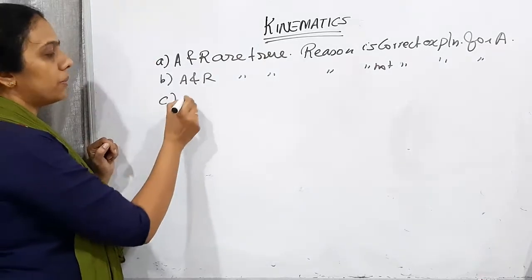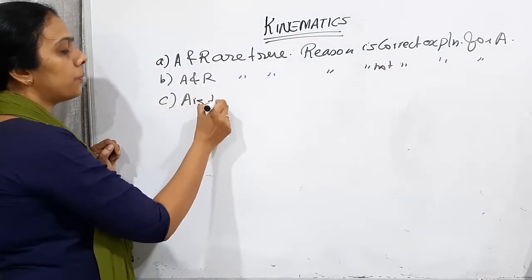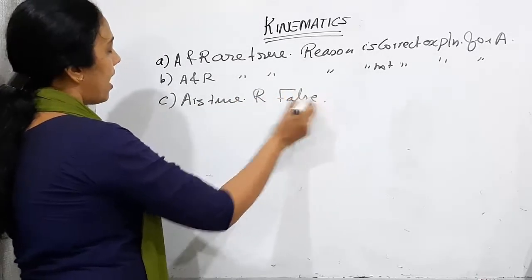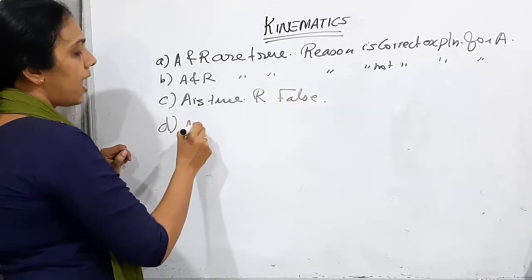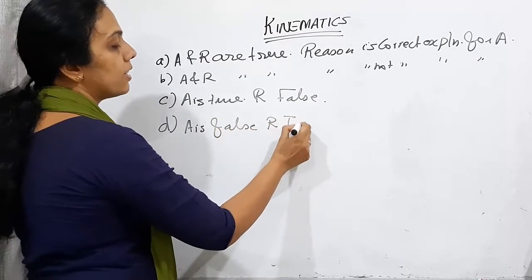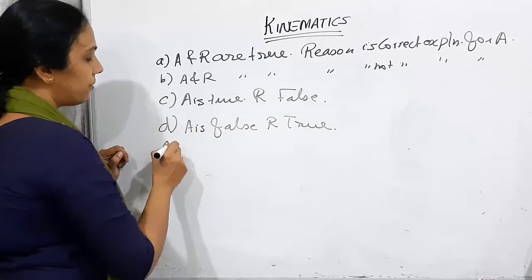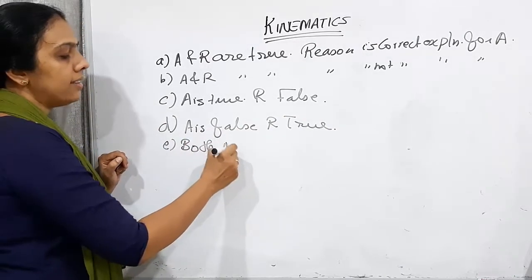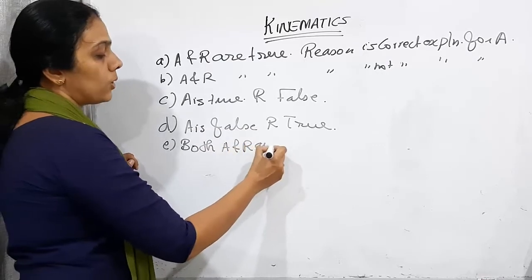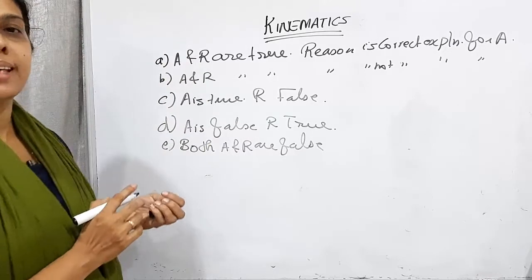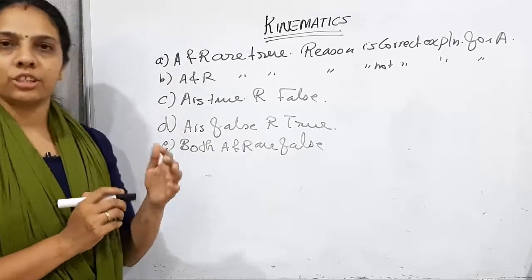And the third option will be: assertion is true and reason is false. And the fourth option will be: assertion is false, reason is true. And the fifth option will be: both assertion and reason are false. So these kinds of options can come in your answer sheets.